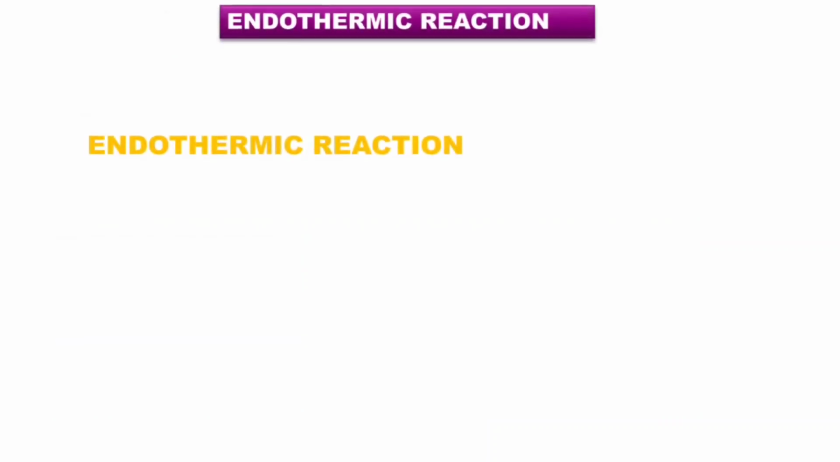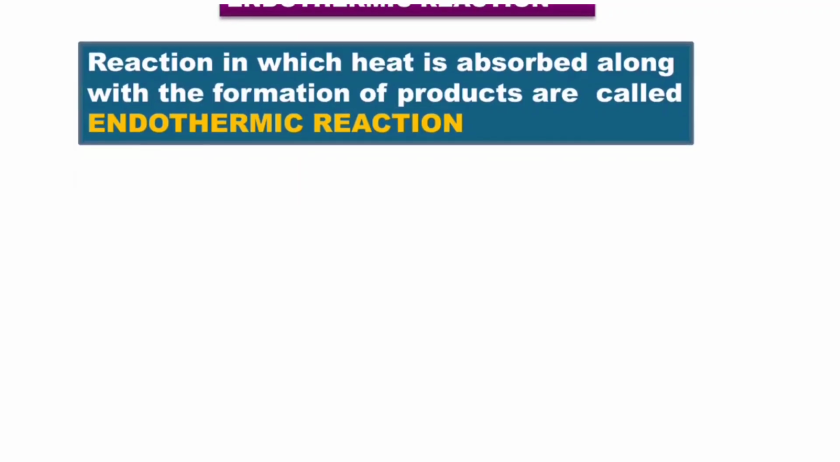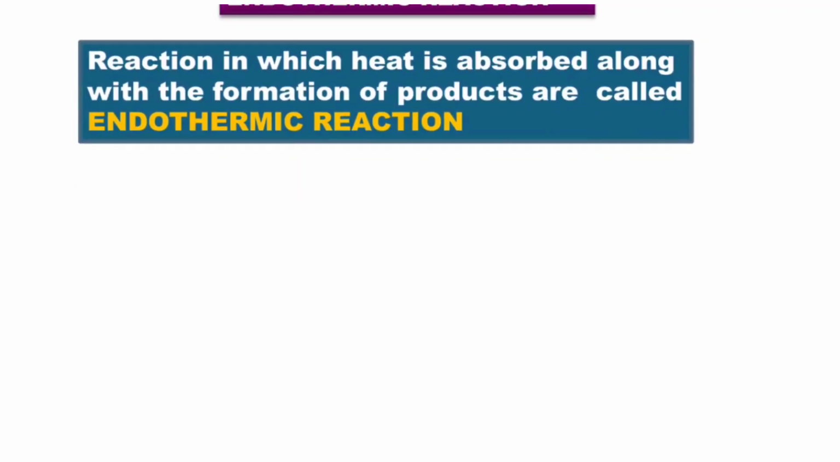Second one is endothermic reaction. An endothermic reaction is one in which heat is absorbed along with the formation of products. When reactant is converted to product, if heat is absorbed, that type of reaction is called endothermic reaction.